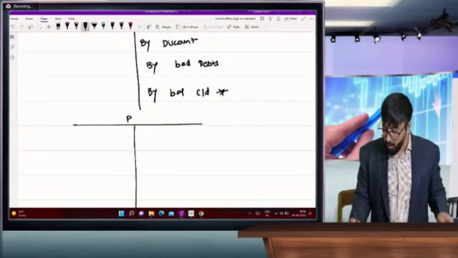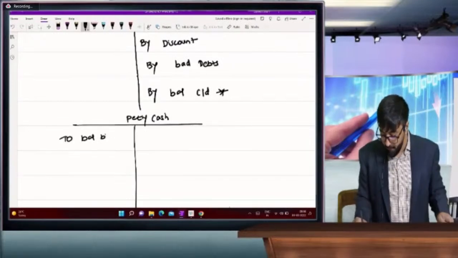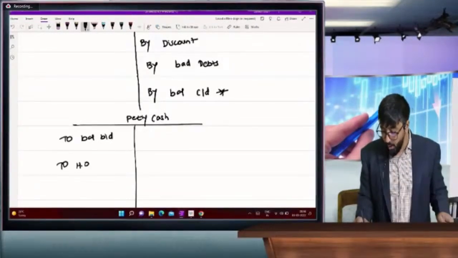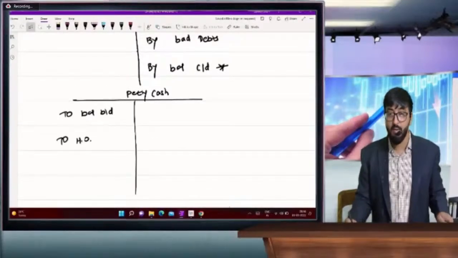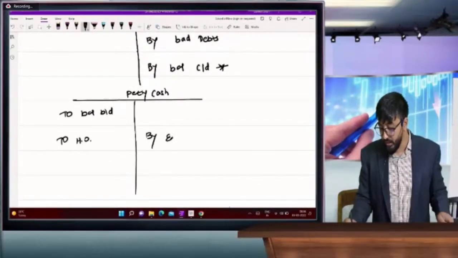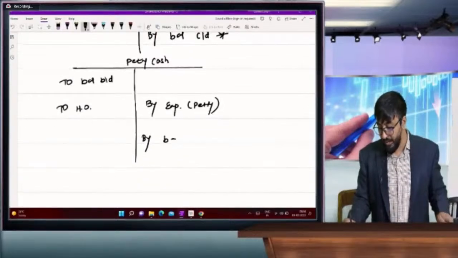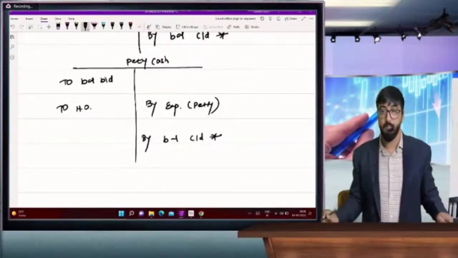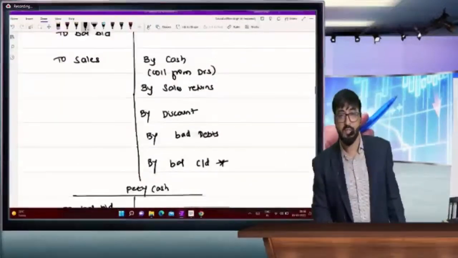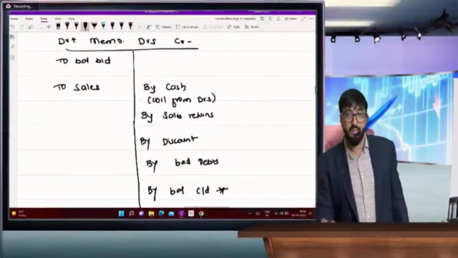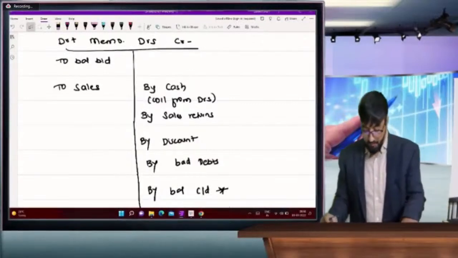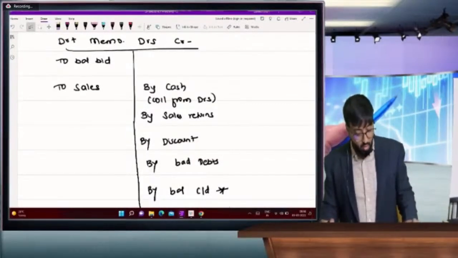And what is the pro forma of petty cash? To balance brought down, to head office, they remitted you cash. Then you incur some expenses. This is petty expense, small expense, and then the balance carried down. See beta, this is the pro forma of the memorandum debtors account and memorandum petty cash account, only to find out the balances.